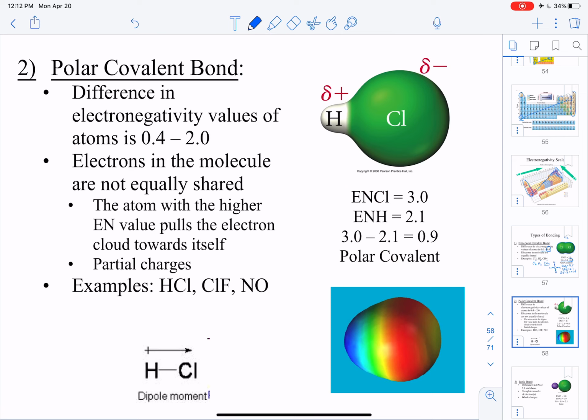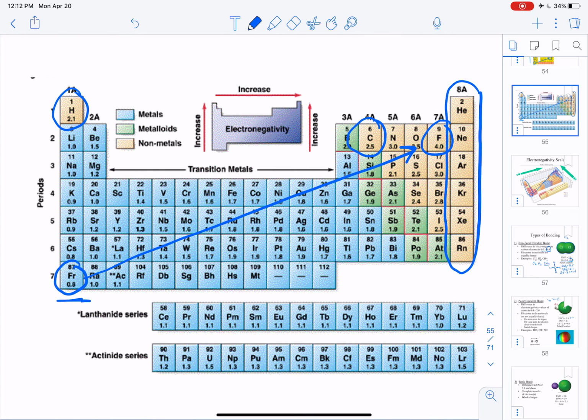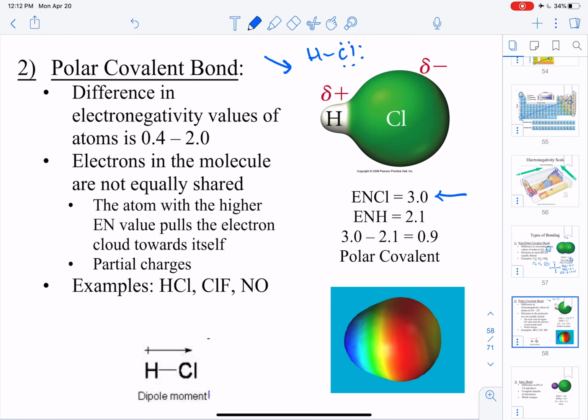If we look at this molecule right here, HCl, what we'll see is that the electronegativity value for chlorine is 3.0, and again, I got that from the chart right here, 3.0, and the electronegativity value for hydrogen is 2.1.